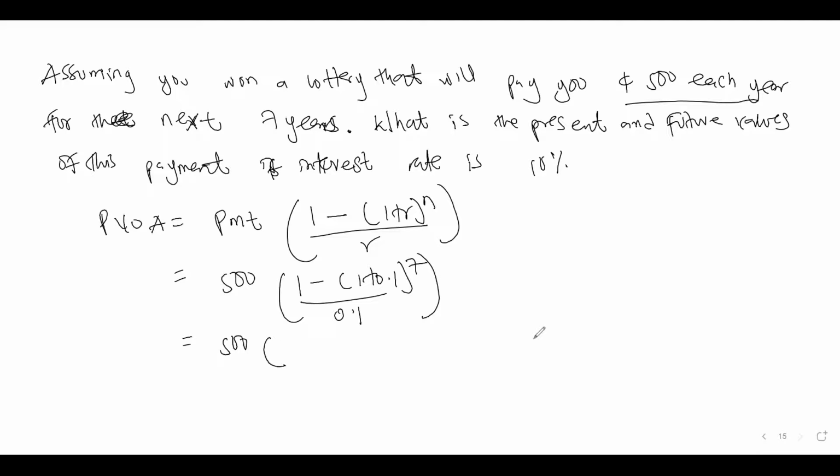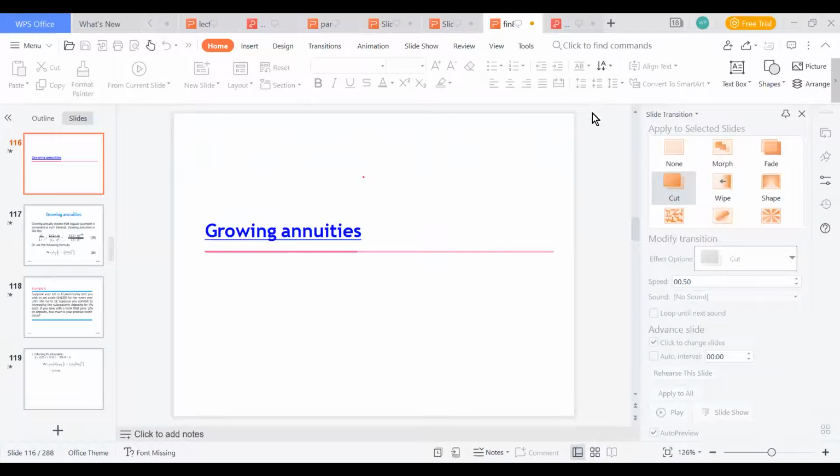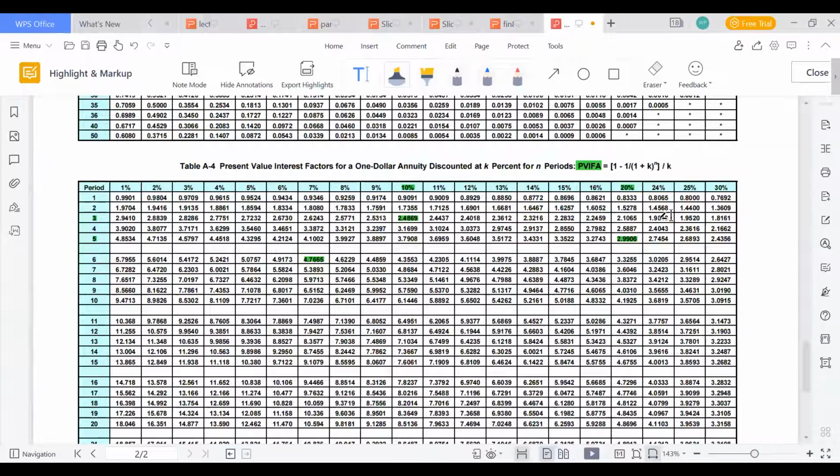For me, I'm going to read my table. 10%, 7 years. I'm going to read the present value interest factor of annuity table. 10%, 7 years. The present value interest factor of annuity is 4.8684.